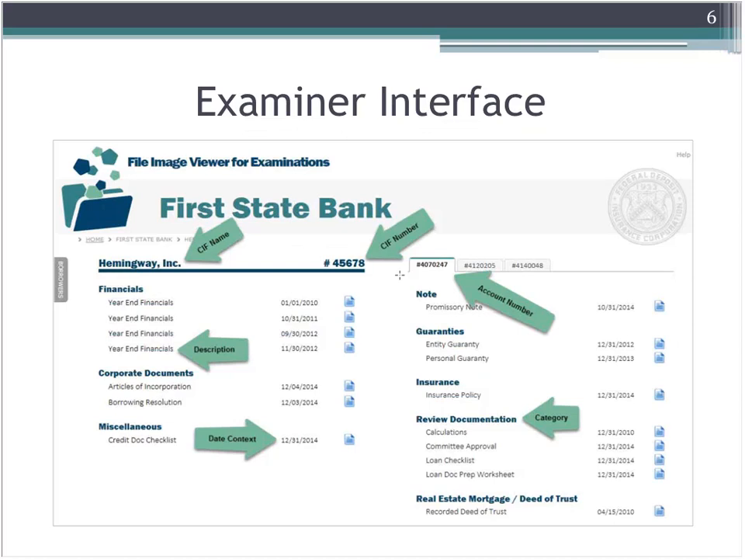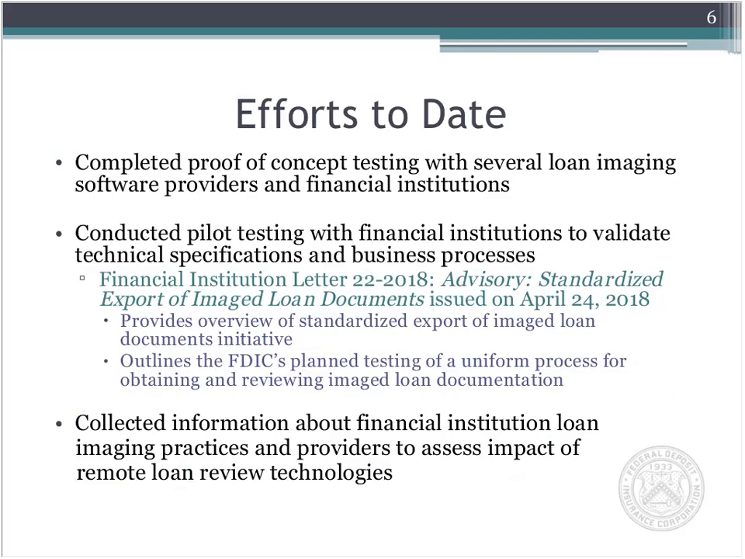As discussed, these 7 data elements aid in organizing the information for examiners. The graphic shown here on slide 6 depicts how that data is used by the Universal File Viewer. This application, coupled with the standardized export, allows examiners to view documents on one largely consistent interface, regardless of financial institution or imaging provider. And now I'm going to hand it off to Megan Corey, who will discuss more of our efforts to date and our lessons learned.